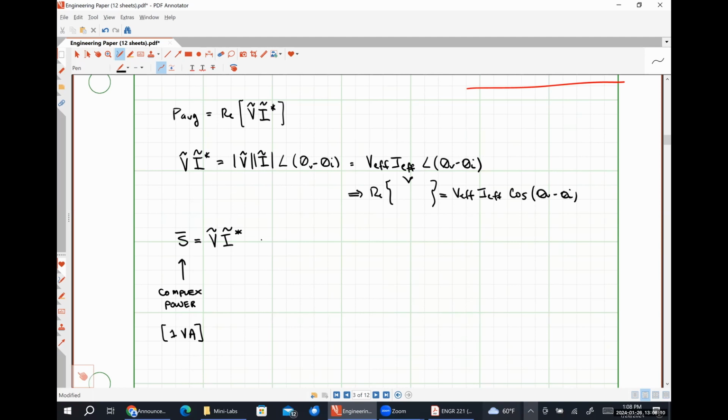All right, so since our complex power is a complex number, we can split it up into a rectangular form complex number or a polar form complex number. So that's literally what I'm going to do right here, okay? So in rectangular form, well, we already know what the real part is. So we have V effective times I effective times the cosine of theta V minus theta I.